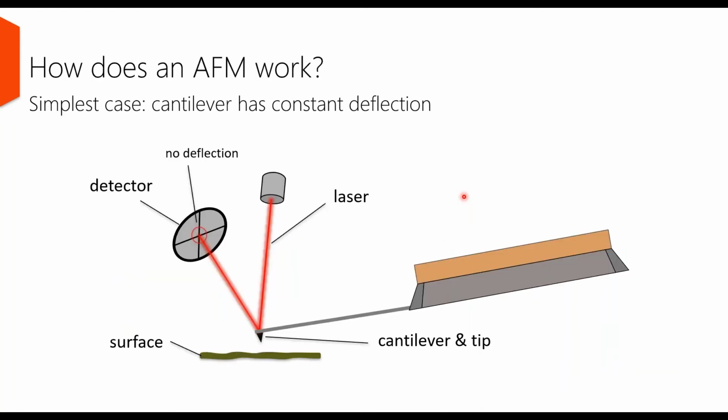So how does an AFM work? The simplest case: the cantilever has constant deflection. If we're away from the surface, so here's an image of a cantilever and tip, the laser bounces off the end of the cantilever and hits a detector. We try to align the detector so the laser hits right in the middle of the detector. This is what we call no deflection in the cantilever itself. Below the cantilever, we have a surface.